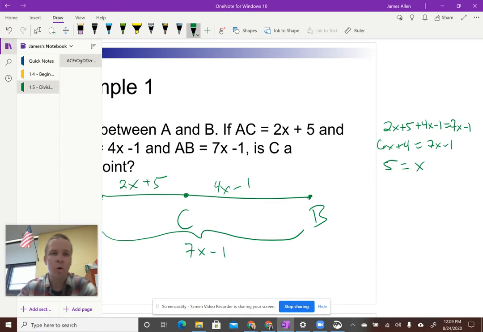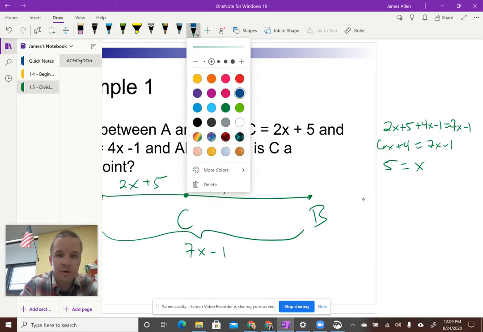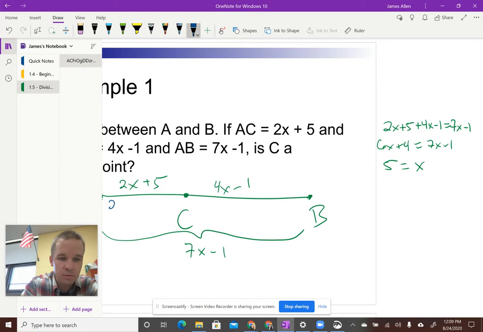Awesome. Well, what do we do with this? That's a good question, right? How about I plug it back in? I'm going to use a different color now. So if I plug in 5 for x, I'm going to have 2 times 5 plus 5. That's going to be 15, right? 10 plus 5 is 15. Here I'm going to have 4 times 5 minus 1. That's going to be 20 minus 1 is 19.